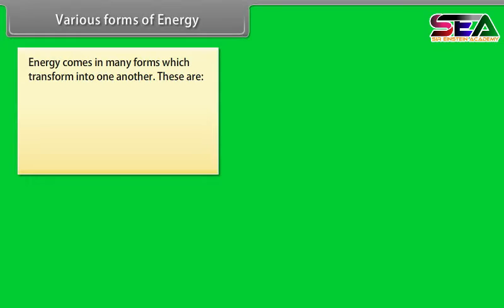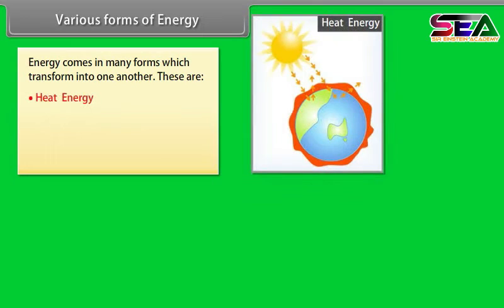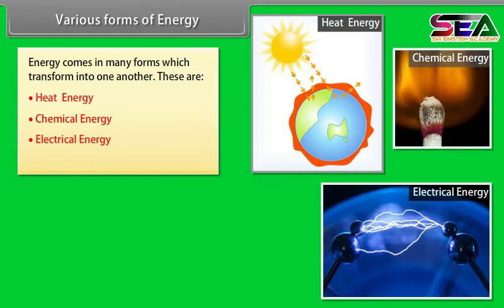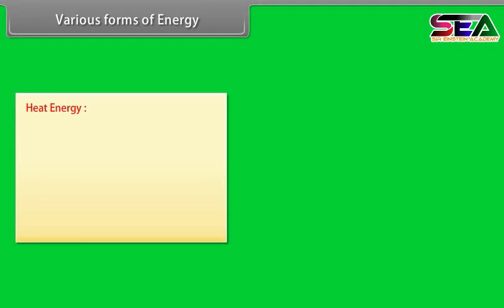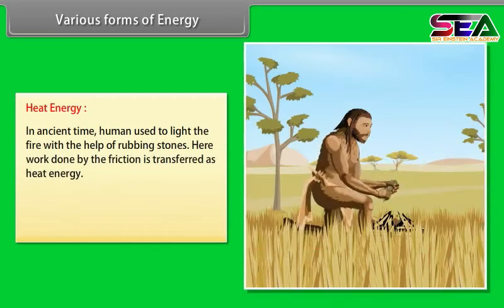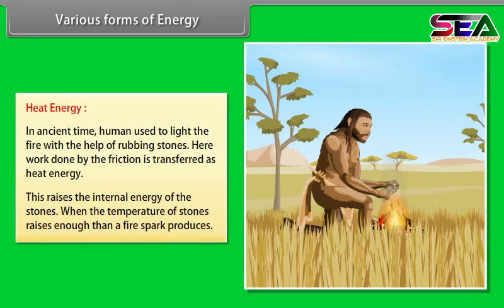Various forms of energy. Energy comes in many forms, which transform into one another. These are heat energy, chemical energy, electrical energy, nuclear energy. Heat energy. Let us take an example for better understanding. In ancient times, humans used to light fire with the help of rubbing stones. Here, work done by the friction is transferred as heat energy. This raises the internal energy of the stones. When the temperature of stones rises enough, then a fire spark is produced.